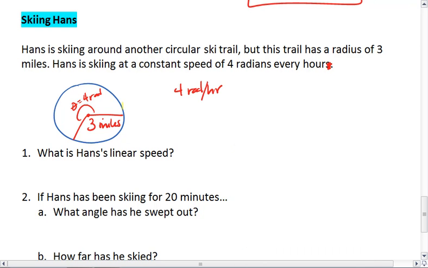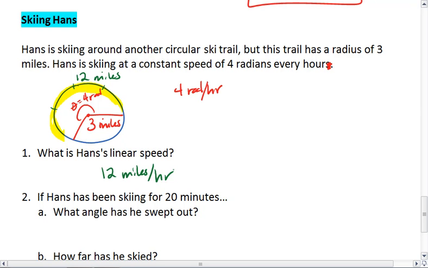Well, if Hans is able to sweep out 4 radians in an hour, that means 4 radius lengths fit on this arc length, giving us a total arc length of 12 miles. He's covering 12 miles per hour.